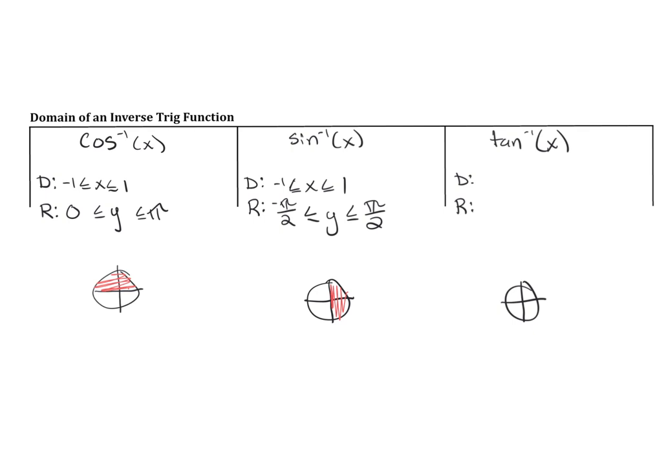And then tangent, the domain is negative infinity to positive infinity, and then the range is negative pi over 2 to pi over 2, not including pi over 2 and negative pi over 2. Whoops, I said not including, and then I still put it there. So we just have to remember this when we are evaluating our inverse trig functions.